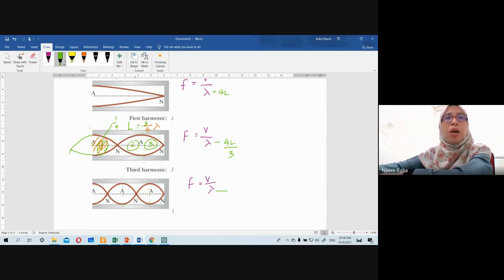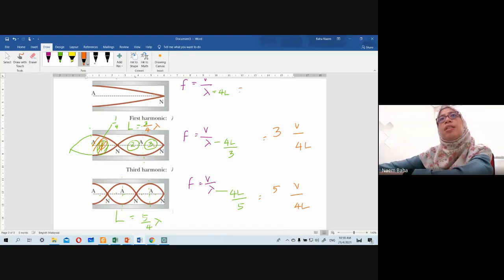How many you see? 1, 2, 3, 4, 5. So 5 quarter. So the whole length in this figure is 5 over 4 lambda. And because of that, lambda is now 4L over 5. Now, simplifying the whole expression, I will arrive with 5V over 4L.